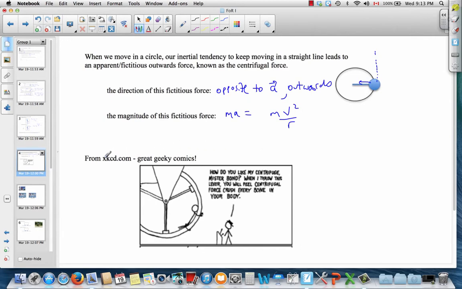There's a great comic here. You can go to xkcd.com and look at the Mr. Bond / centrifugal force, and there's a nice discussion between Bond and a villain.